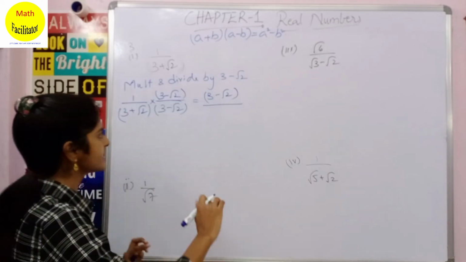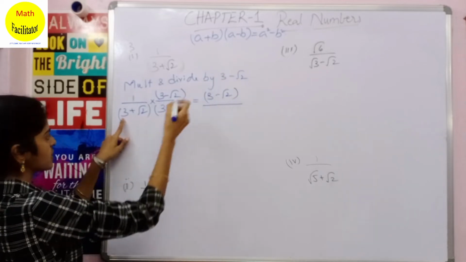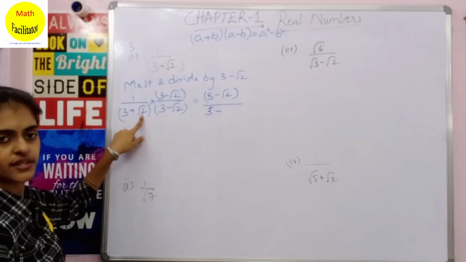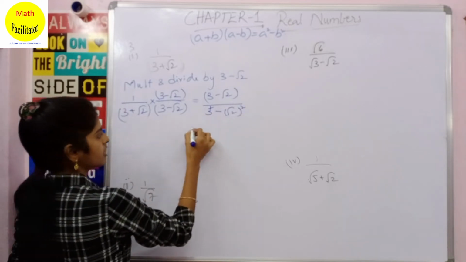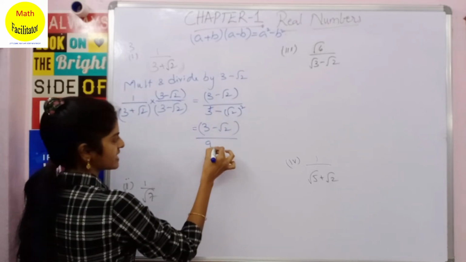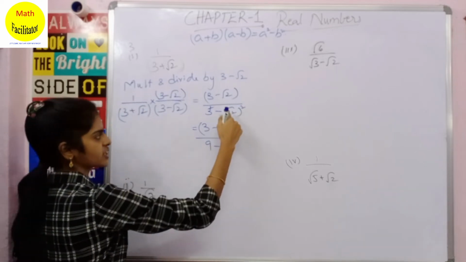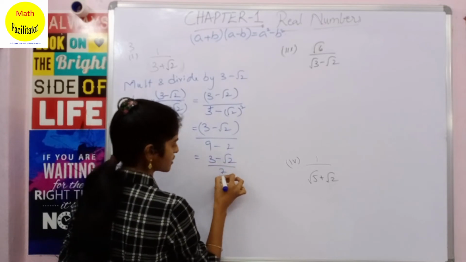Okay, now let us see. It is a plus b into a minus b, so it is a square minus b square. Here a is 3, so it is 3 square minus b, which is root 2, so root 2 square. Clear? So this is 3 minus root 2 divided by 3 square, which is 9, minus root 2 square, which is 2. The square and square root get cancelled. So it is 3 minus root 2 by 9 minus 2, which is 7.